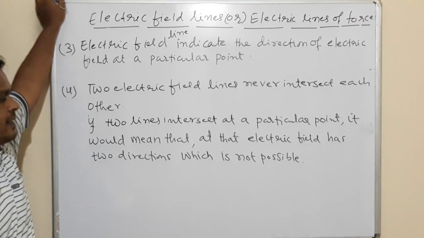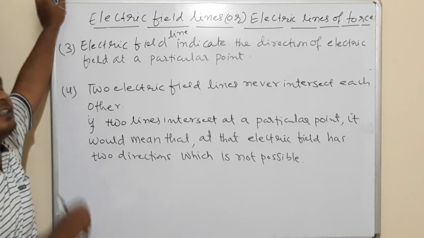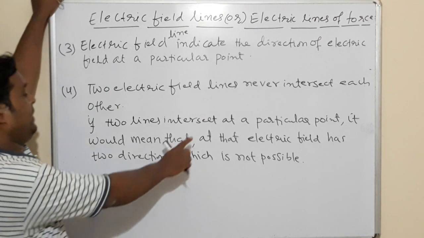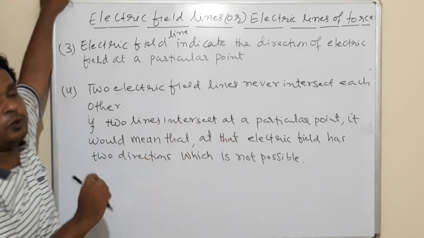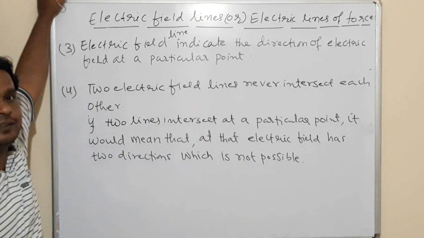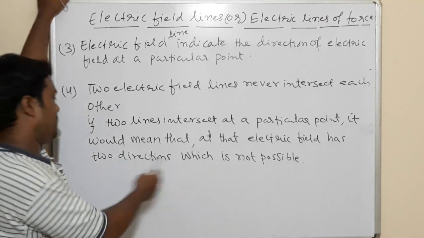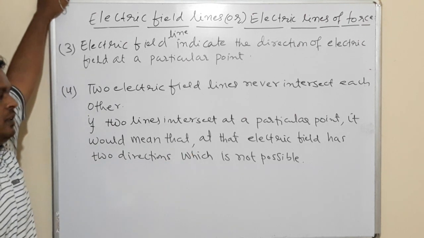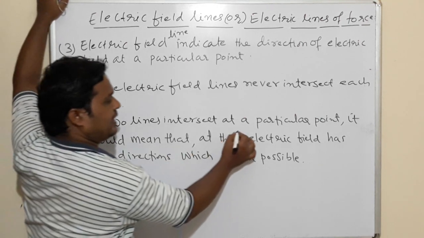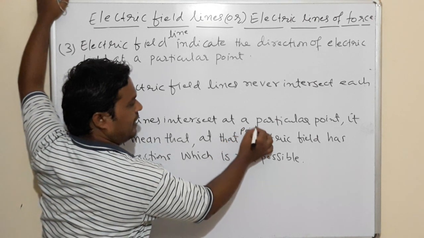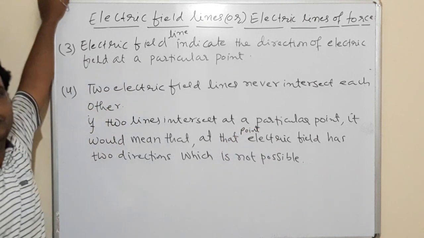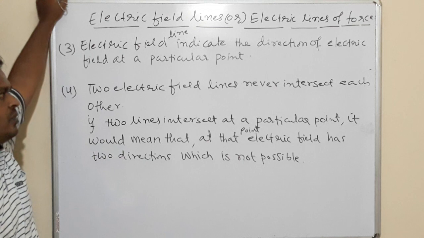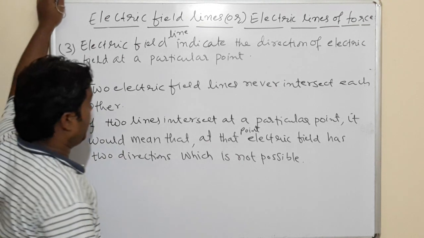They do not intersect. If we intersect them at a point, then it would give a wrong idea, a wrong meaning. That means the electric field has two directions at that point, which is not possible. Okay, this is property number 4.